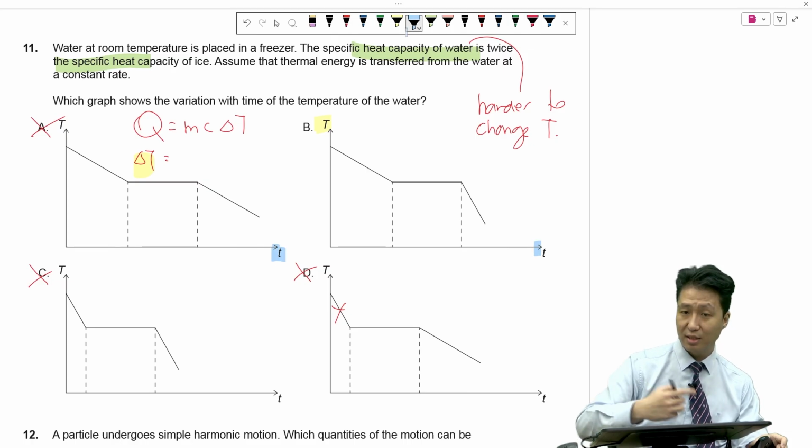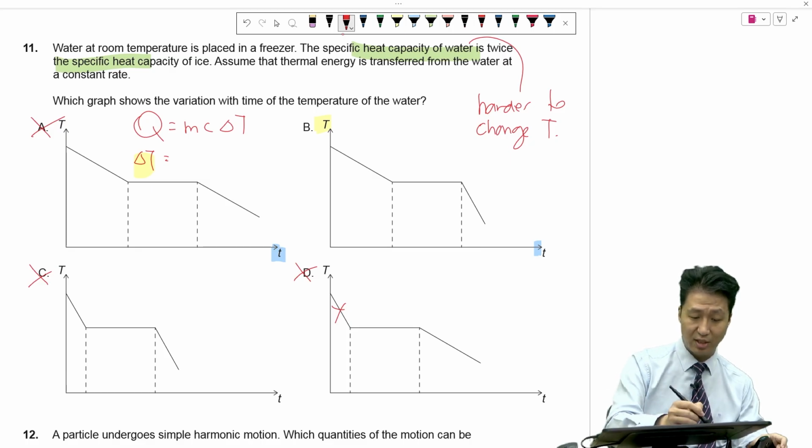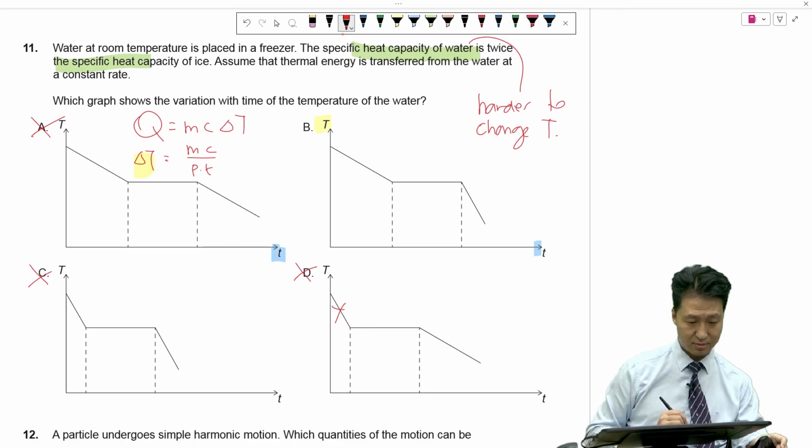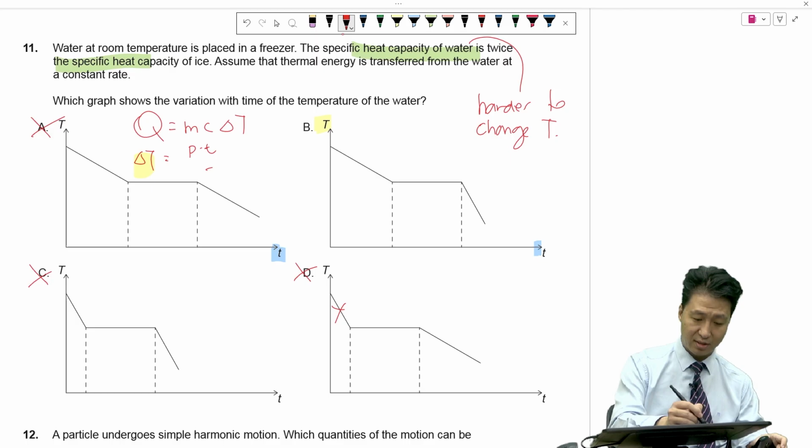Time is related to the heat because power times time is the heat Q. So on the other side of the equation we have mc over power times time. Actually, no. Power times time over mc. There we go. Sorry about that.